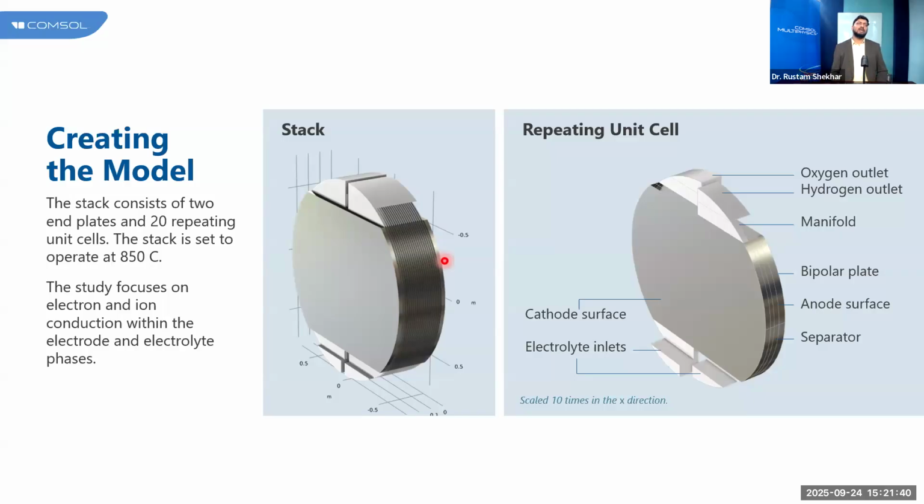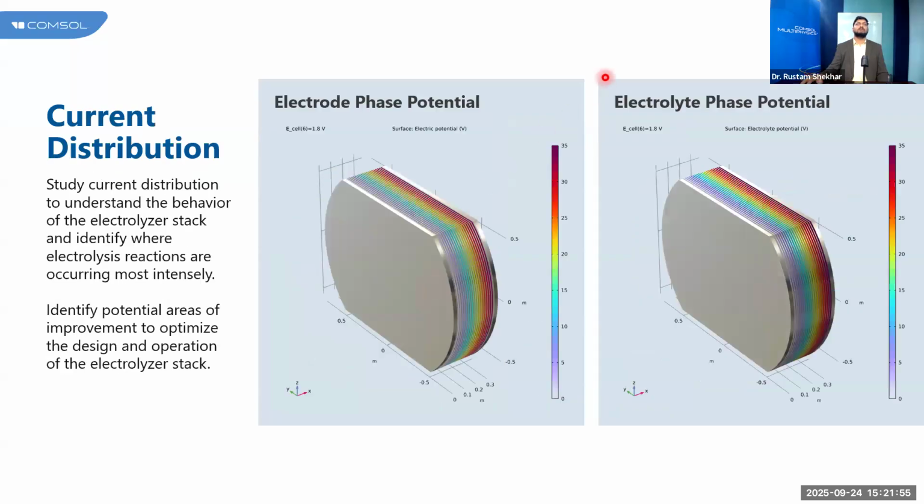Now just see the scale, where we have all functional layers like anode, cathode, separator, available in units of 20 in repeating units, arranged there. And when we see the potential, let's say we are operating this cell at 1.8 volt. If you see the electrode phase potential, when we make a series of 20 cells at 1.8 volt, the expected voltage will be 35 volt. On one side it is 0, and then we have 35 volt. This verifies that your cell has a well distributed electrode potential.